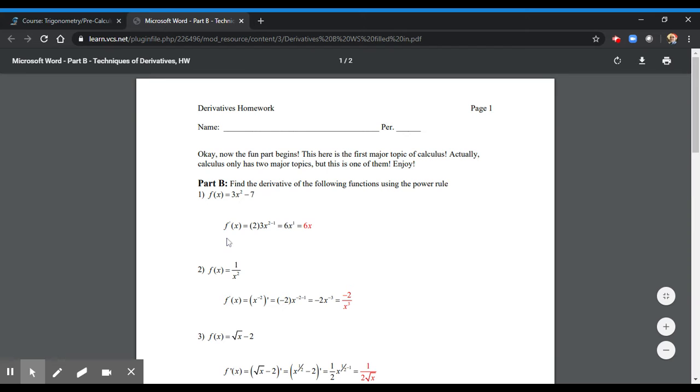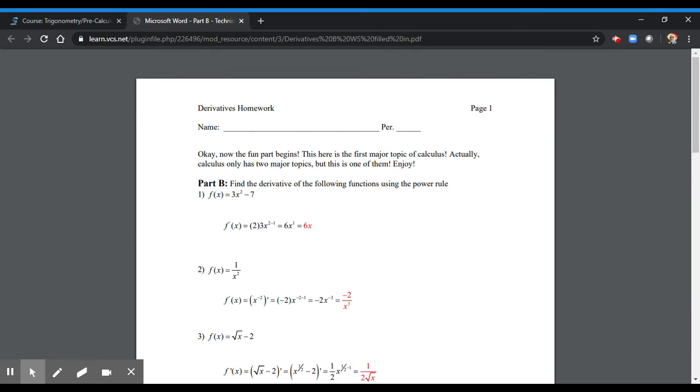All right, number one. If f of x equals 3x squared minus 7, well, what's the derivative of that? F prime of x. Bring the 2 down in front, multiply by 3, subtract 1 from the exponent, and we're left with 2 times 3 times x to the first power. And remember, anytime we have a constant, the derivative of that is just 0. So we're left with just 6x.